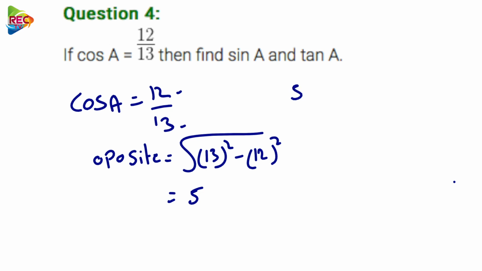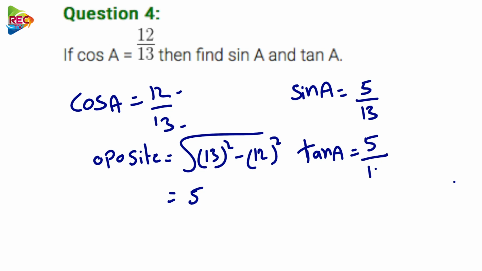So sin A equals opposite side by hypotenuse. Hypotenuse is 13, opposite side is 5 and adjacent side is 12. So sin A is opposite side 5 by hypotenuse 13. Similarly tan A equals opposite side by adjacent side. Here opposite side is 5 and adjacent side is 12.